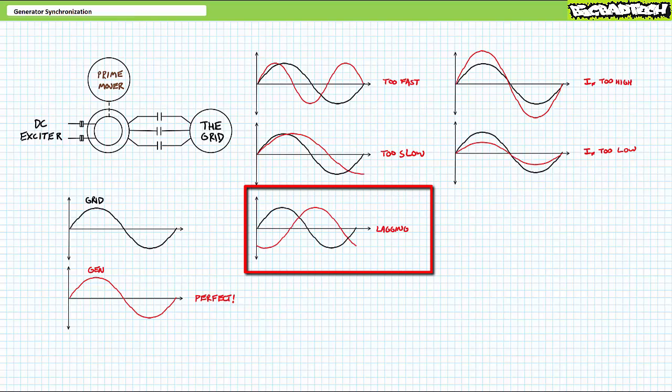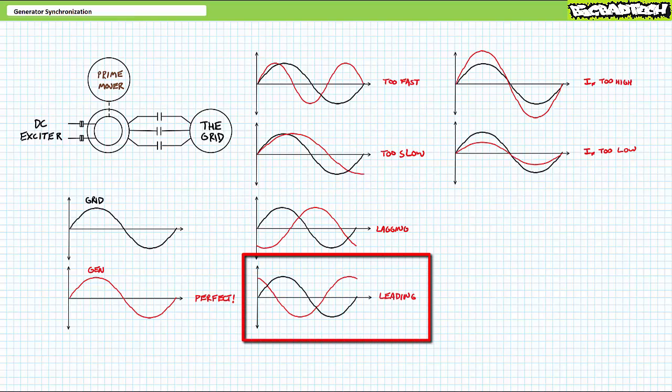Here the generator's output matches the grid's frequency and voltage, however appears to be lagging behind the grid. Do not close the contactor. Conversely, here the generator's output matches the grid's frequency and voltage, however appears to be leading ahead of the grid. Do not close the contactor.